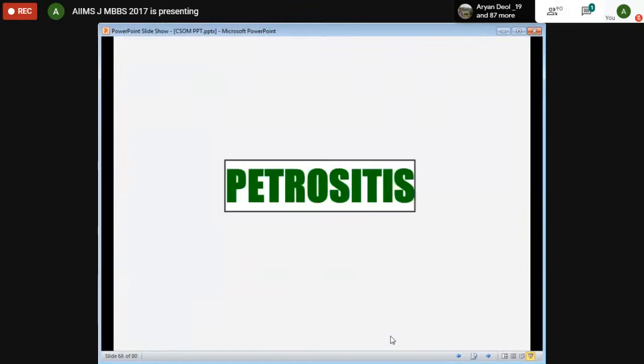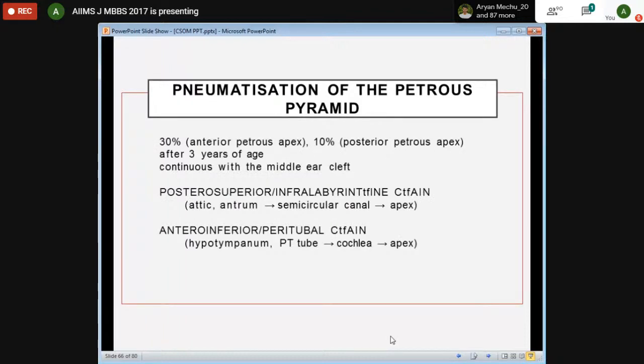Petrositis. What is petrous? Petrous is a bone in the temporal region. So what happens is, in the middle ear cleft, after 3 years of age, 30% of the anterior petrous and 10% of the posterior petrous air cells are connected to the middle ear cleft. So not all petrous air cells are connected to the middle ear cells.